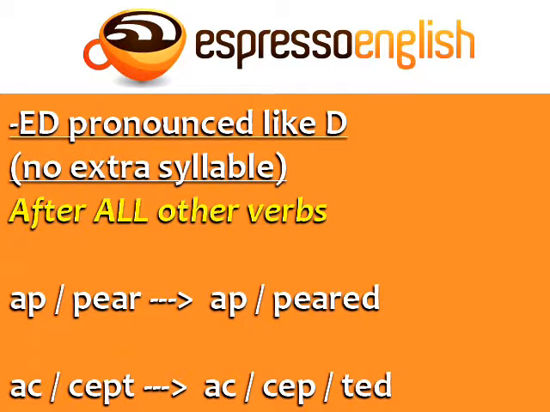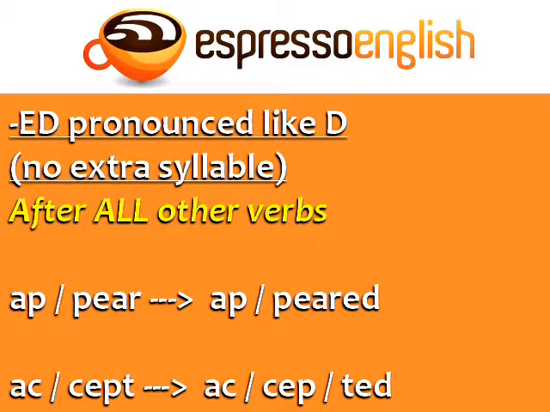The third pronunciation of ed is like D with no extra syllable. Ed is pronounced like D after all other verbs that don't fit in the first or second categories.